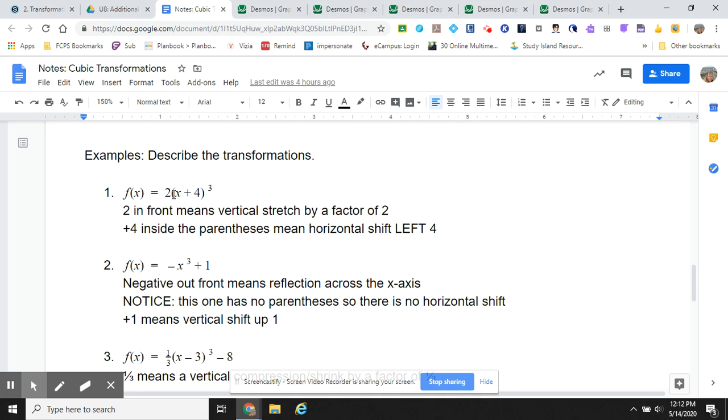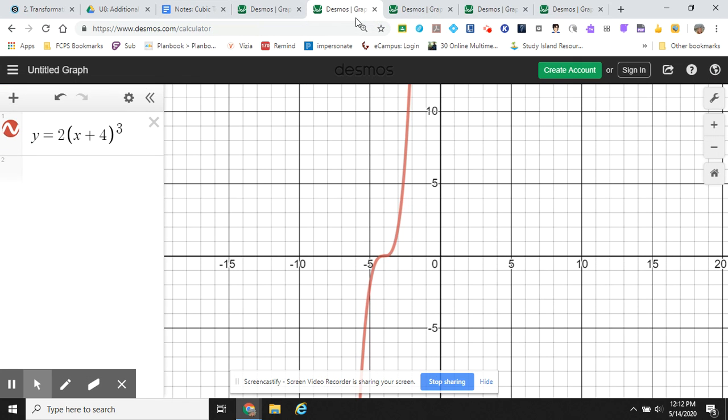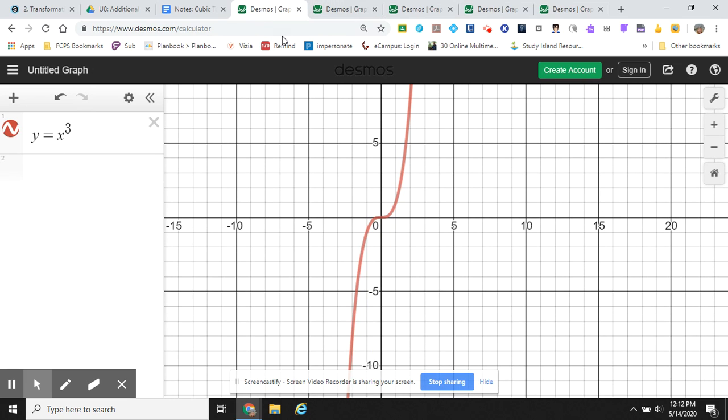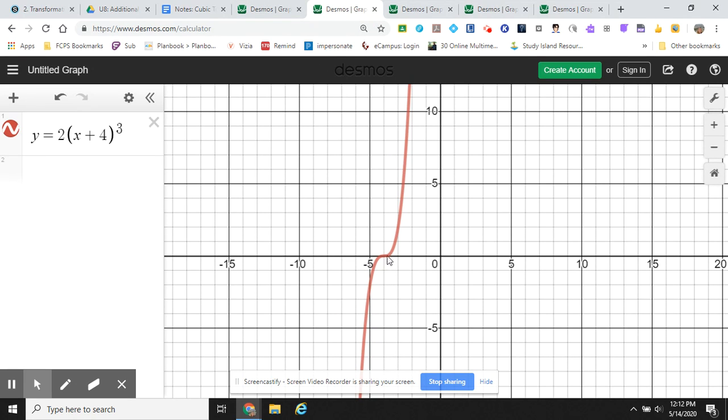So we've got this 2 out front. That means we're going to vertically stretch it by a factor of 2. The plus 4 in parentheses is a shift left 4. If you've noticed, everything is the same as it was for parabolas when we described them. But visually, here's my parent function. Here's my new function. It vertically stretched it, so it did make it a little skinnier. And then it moved my 0, 0 point over 4.